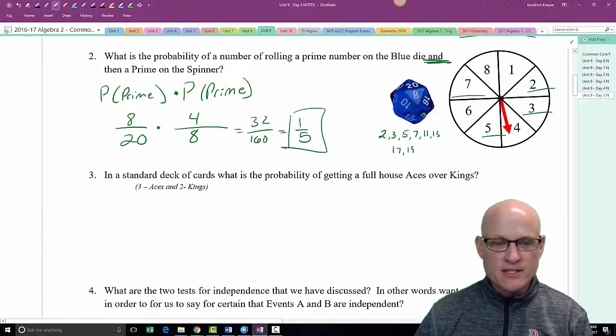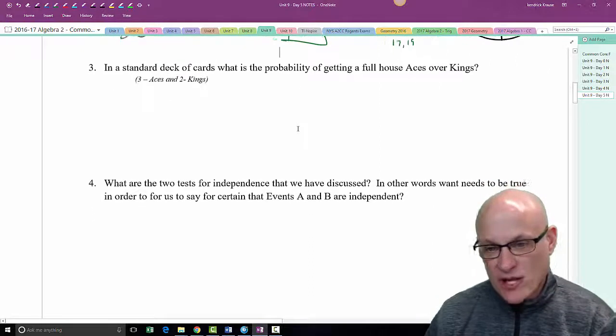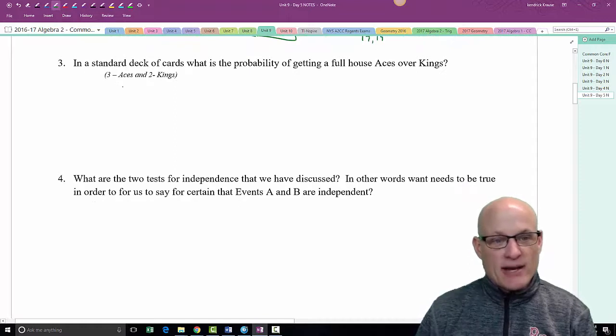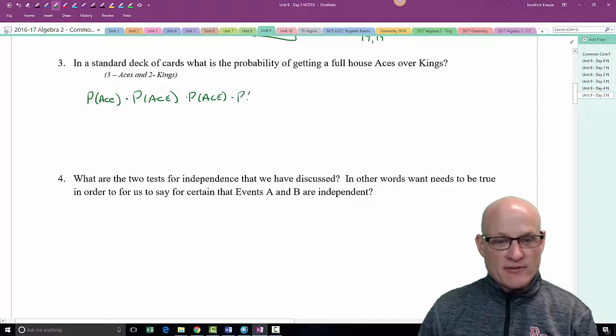Yes. All right, in a standard deck of cards, what is the probability of getting a full house, aces over kings? And for those of you that don't play cards, that means 3 aces and 2 kings. So this is really the probability of ace times the probability of ace times the probability of ace times the probability of king times the probability of king.